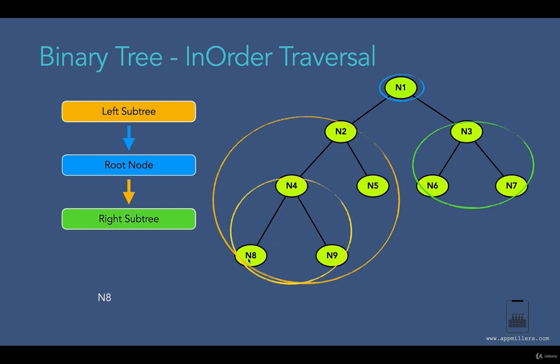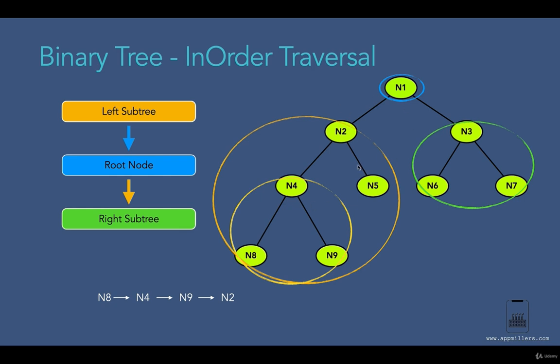Then after visiting the left child, we are going to visit the root of this smaller left subtree, which is N4. Then after visiting it, we are going to visit the right node of this smaller subtree, which is N9. So the next node that we are going to visit is N9. Now, after finishing all nodes of this left subtree, we need to continue to the root node. In this bigger left subtree, the root node is N2. So the next node that we are going to visit is N2.